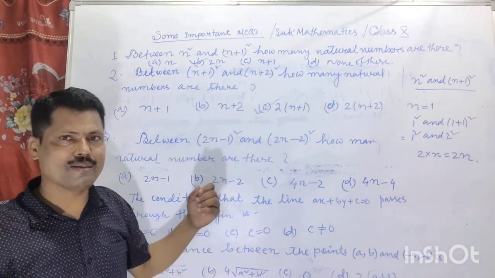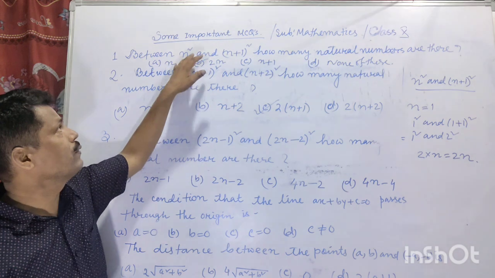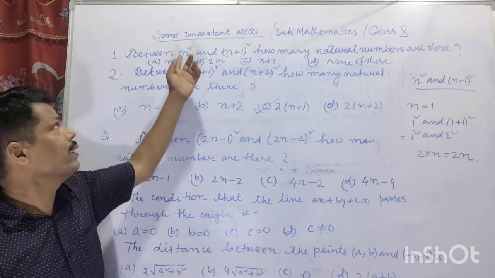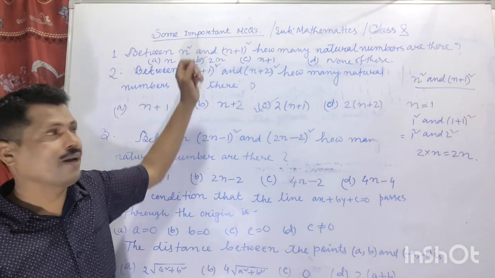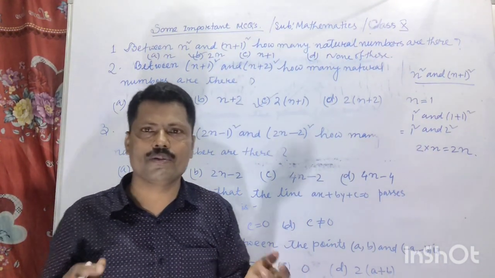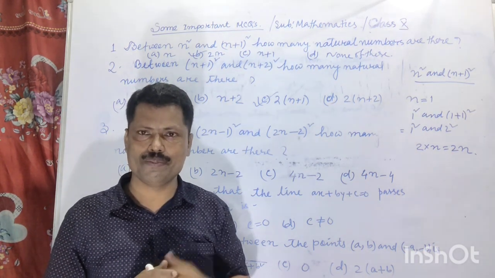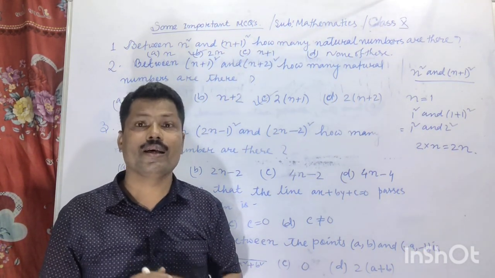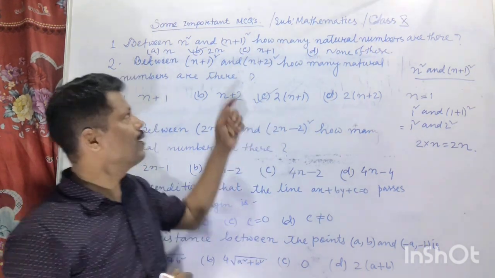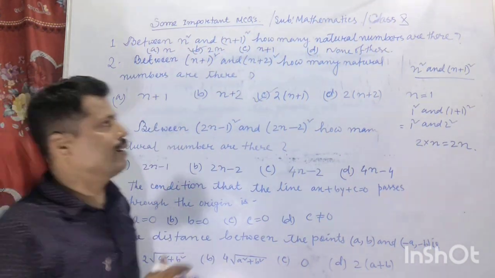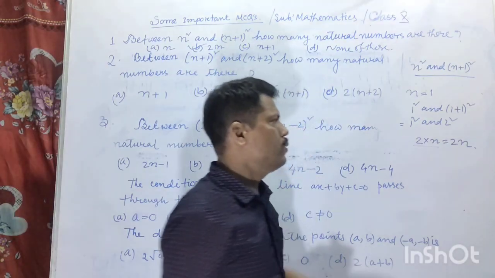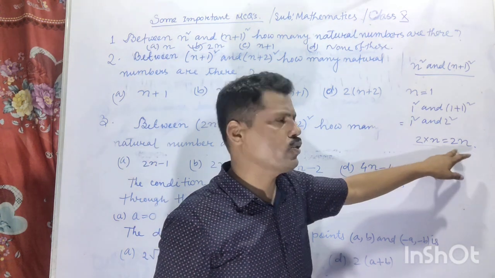In the case of squares, we have to think first about which one is smaller and which one is greater. If the smaller one is a square and the greater one is a square, then to find the number of natural numbers between these two numbers, we have to write 2 times the smaller number. Here the smaller number is n, so we write 2n, twice n.